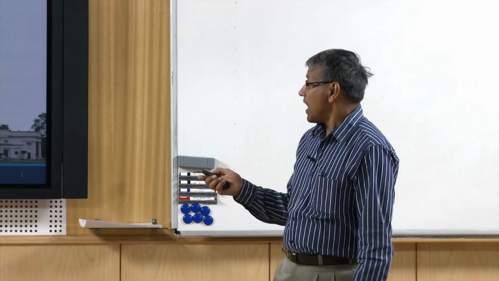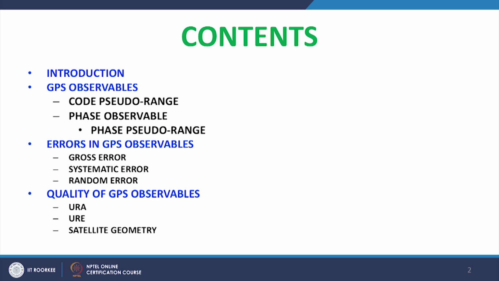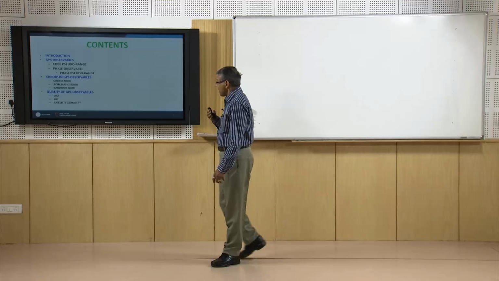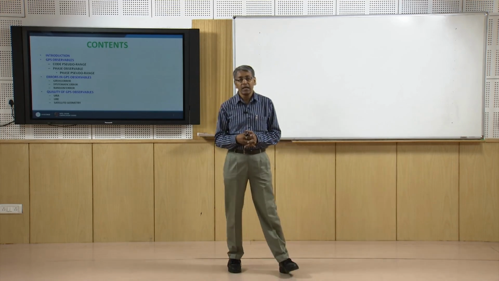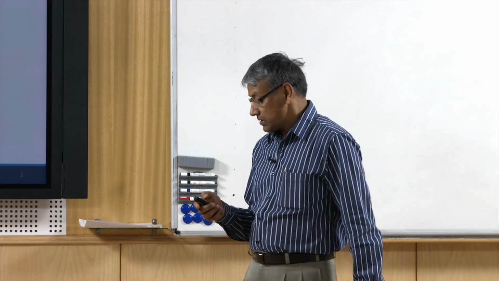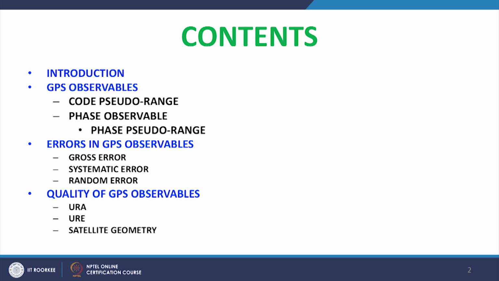So in today's class, in the beginning I would like to discuss GPS observables, its types, and then the errors that the GPS observables carry. Finally, because the quality of GPS surveying depends upon the quality of GPS observables, we need to test the quality of GPS observables. So I will discuss it using 3 parameters: URA, meaning user range accuracy, user range errors, and satellite geometry.